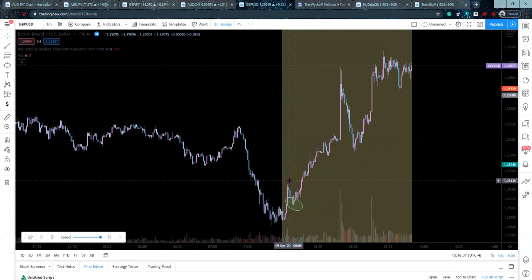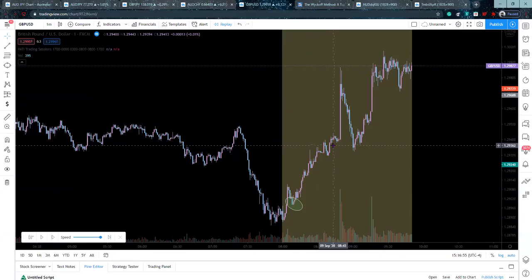Which one? Keep going right. Yeah, this one. It shoots up, then it fills its inefficiency, comes back down to the order block or the breaker. Consider it both, right? The order block or the breaker. And from there it shoots up, right?